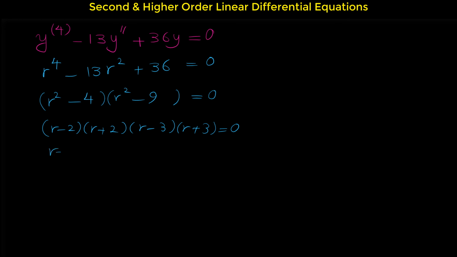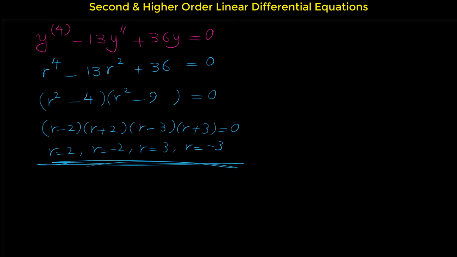From the first bracket r is 2, from the second bracket r is negative 2, from the third bracket r is 3, and from the fourth bracket r is negative 3. So these are 4 distinct real roots. So we only need the first case of the differential equation. We have only real roots. We don't have any repeated roots or any complex roots.